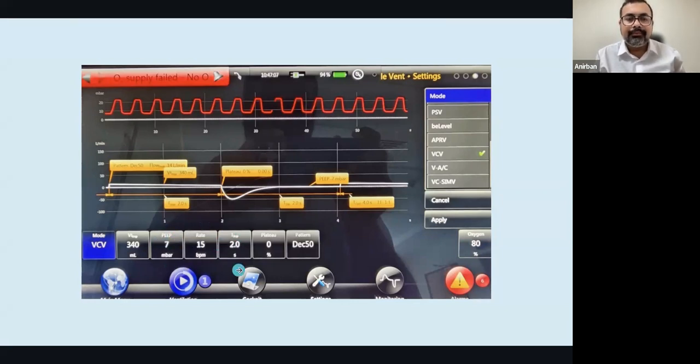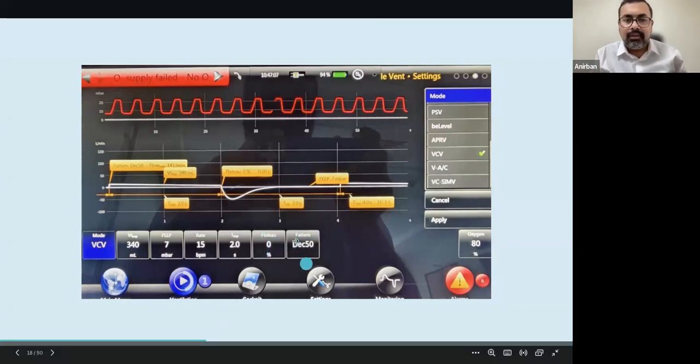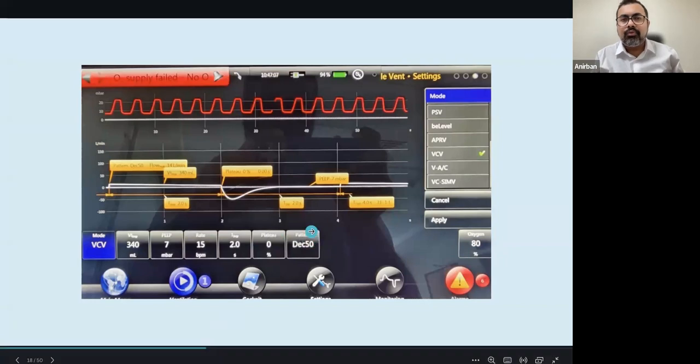Also, PEEP and plateau. So what is plateau? We will come to that. Plateau is the inspiratory pause at the end of inspiration before the expiration starts. So how much percentage of inspiration do you want to keep the patient at inspiratory pause? That is the plateau. And this is the pattern of flow. We will come to that, what the different patterns of flow are, and then we will revisit it again.